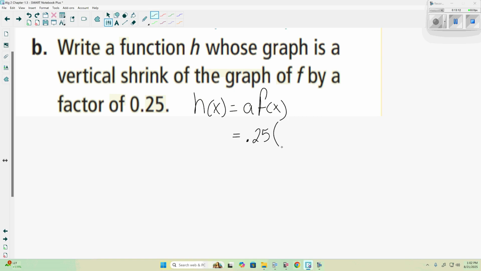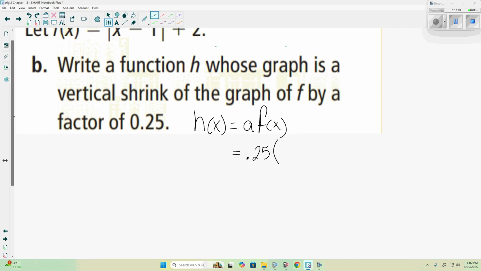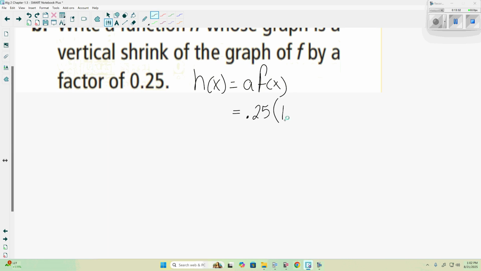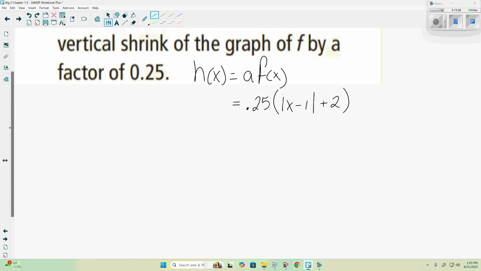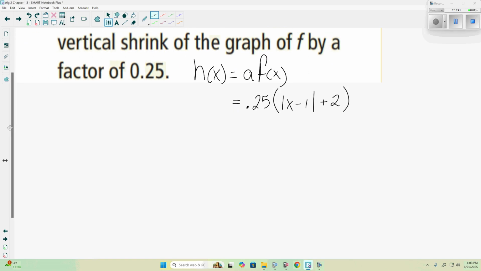0.25. Now, up to this point, we've been writing f of x, yes? Is there anything that says that I can't just put the 0.25 and the function in at the same time? We've been doing it this way so that we can keep straight step by step. But if you are feeling comfortable with this, we can put both of those in at the same time.